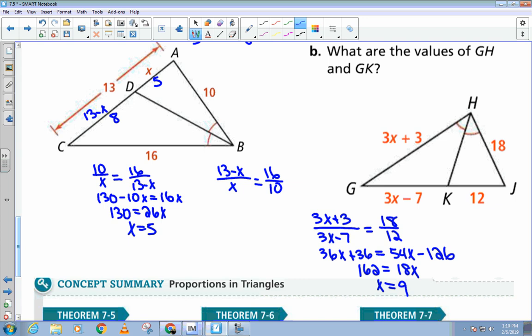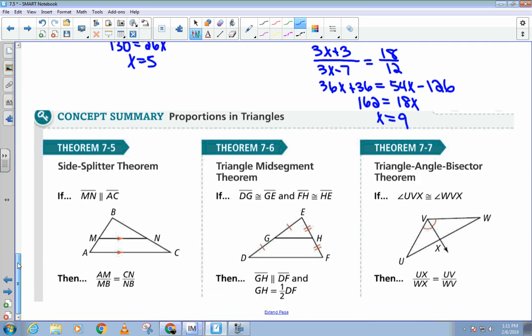So x is 9. What are they asking me for? They're asking me for GK and GH, right? So I've got 27 minus 7, that's what? 20. So GK is 20. And then 27 plus 3 is 30. If I wrote this as a ratio, that'd be 3 to 2. Would this be 3 to 2 also? Okay, so we learned basically 3 things.